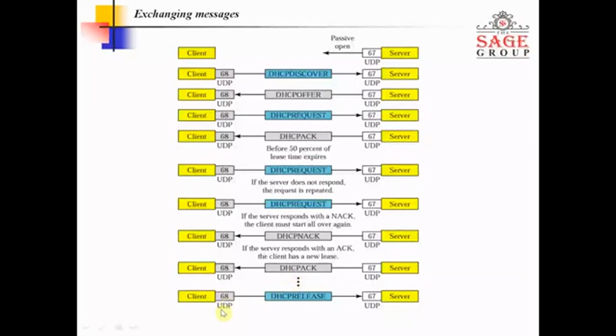Then the client sends that it wants to release from that node. Then the DHCP release is sent. These are the exchanging messages for DHCP. Now I will tell about how static IP and manual IP work, and where the static IP will be stored.